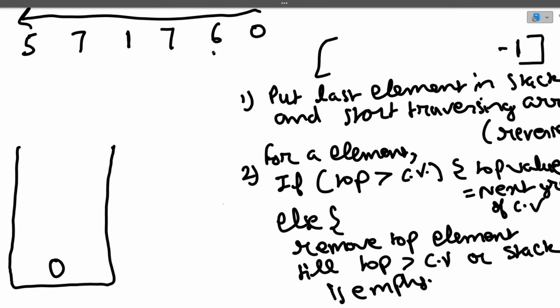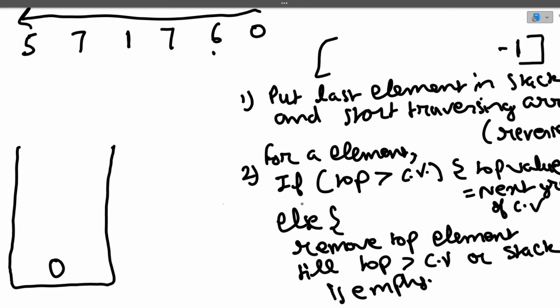Now currently we are at 6. The first point is done. Let's read the second point. If the top element of the stack is greater than the current value, then the top value will be the next greater value of the current value. Current value is 6, top value is 0. Is this if condition satisfied? No. Only if the top value is greater than the current value will this if condition go. So top is 0 and current value is 6, so this if condition is not valid.